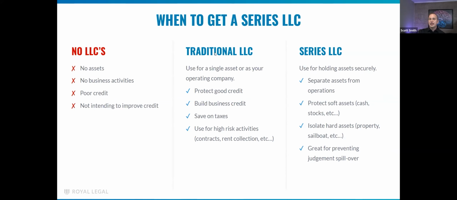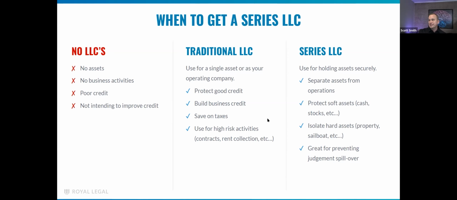Now, when we look at the Series LLC, we typically say you don't need any LLCs if you don't have anything, you have no business, you have poor credit, and you're not intending on improving your credit. We have this traditional LLC because it allows us to build business credit, lets us protect our good credit, allows us to structure some of our money to potentially save on taxes, and puts in any risky activities that we're doing, which includes signing contracts, collecting rents, but also includes sending text messages to people, sending emails, anything like that that would otherwise put us in harm's way. We're going to do that through our traditional LLC.